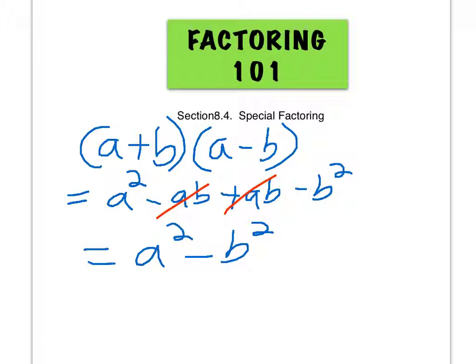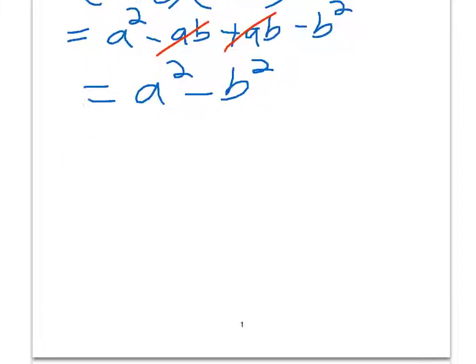Now notice that the squares are the same. They're just the first and last terms of your two binomials squared. So it's the square of the first minus the square of the second. Okay, now that's the product. So let's turn it around and do a factoring problem with that.